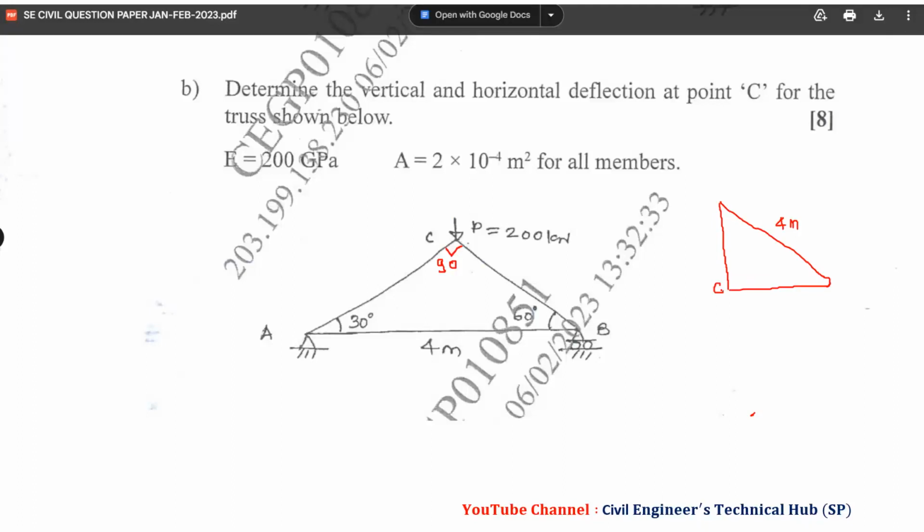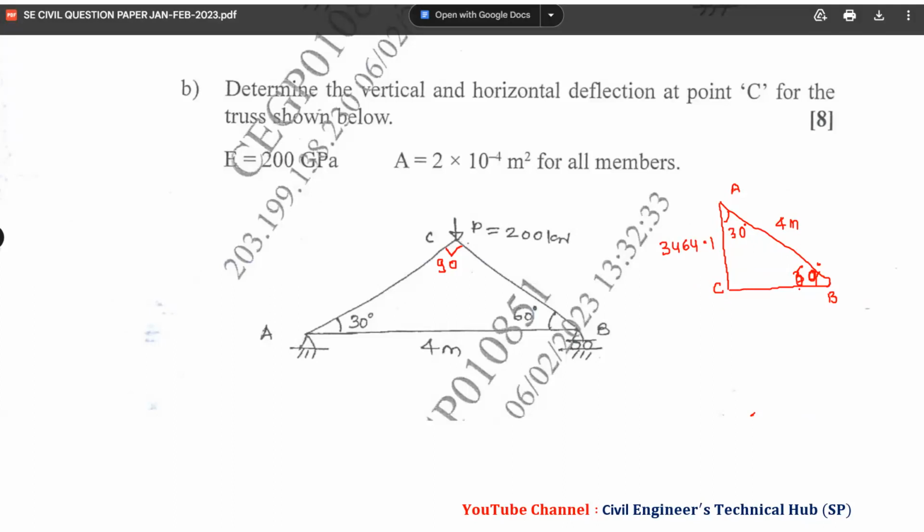Now we have 90 degree at C, then at B we have 60 degree, and at A we have 30 degree. And then what will be the value of AC? We can have 4 cos 30, or 4 sin 60, because we know cos 30 is sine 60. So we have 4 cos 30, and that is equal to 3.4641 meters. I will write in millimeters, 3464.1. So this is the value of AC.